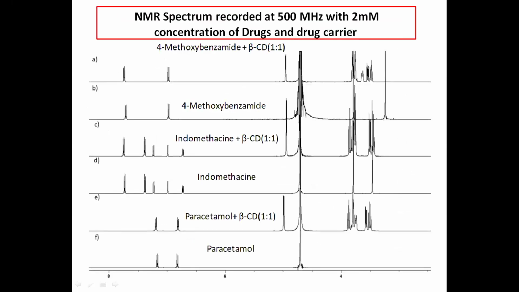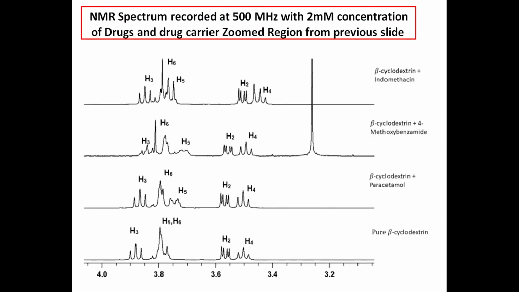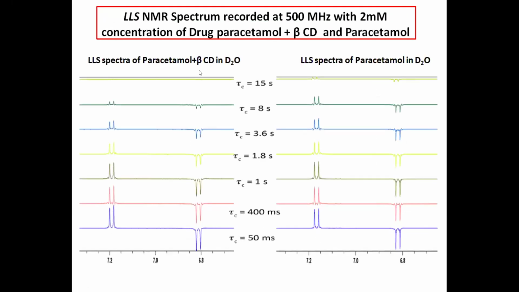And here, this is the NMR spectra which we took for the drug and with the drug carrier. And there is a formation of 1-to-1 complexation with paracetamol, indomethacin, and 4-methoxybenzamide. So we started with paracetamol, and then we extended to other drugs also. And what you can see here, in the LLS spectrum of paracetamol and beta cyclodextrin, there is a decay from 50 milliseconds up to 15 seconds. And in the LLS spectrum, you can see it is still there. So LLS is long-lived as compared to the normal relaxation time.